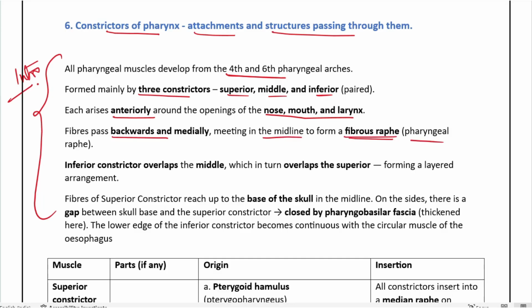The inferior constrictor will overlap the middle, which will overlap the superior. So in turn, they're all overlapping each other and forming a layered arrangement like a stack. The fibers of superior constrictor reach up to the base of the skull in the midline. On the sides there is a gap between the skull base and the superior constrictor. Now this gap is closed by the pharyngobasilar fascia, which is thickened at this part. The lower edge of the inferior constrictor will be continuous with the circular muscle fibers of the esophagus. Clear?